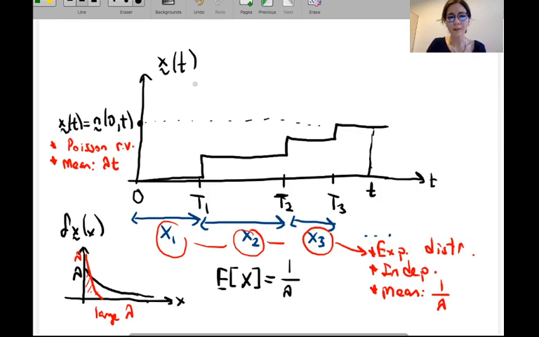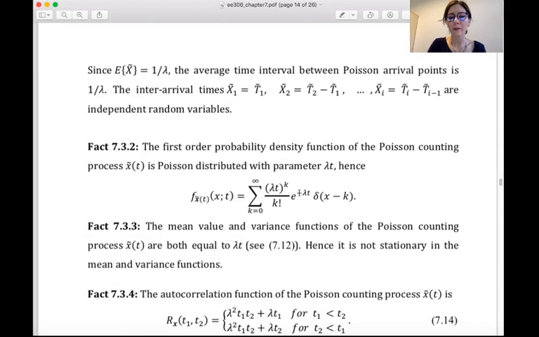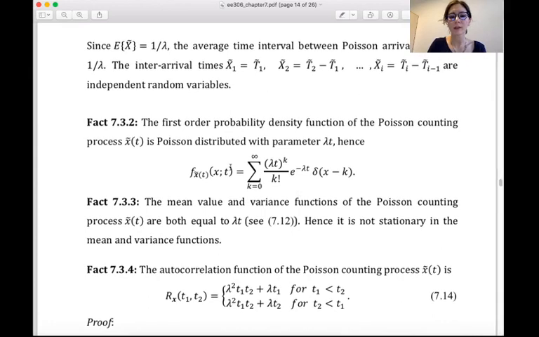First of all, the first order density is quite straightforward. Why? For each t, X of t is a Poisson random variable with parameter lambda t. The mean is equal to the parameter. So the first order PDF of the Poisson counting process is the Poisson density, Poisson distributed with parameter lambda t. Of course, this is a discrete random variable, so it takes integer values like 0, 1, 2, and so on, because it's the number of arrivals.